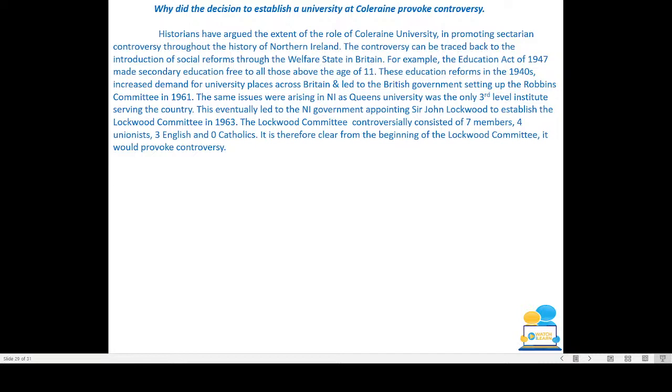The same issues were arising in Northern Ireland as Queen's University was the only third level institute serving the country. This eventually led to the Northern Ireland government appointing Sir John Lockwood to establish the Lockwood Committee in 1963. The Lockwood Committee controversially consisted of seven members, 4 Unionists, 3 English, and no Catholics. It is therefore clear from the beginning of the Lockwood Committee it would provoke controversy. Using that linking sentence to show the examiner I'm actively engaging with the question at hand.